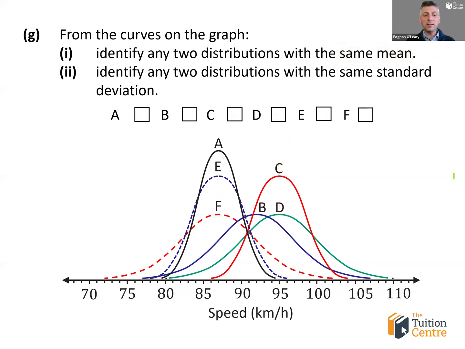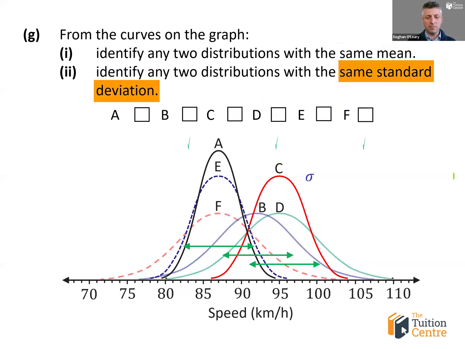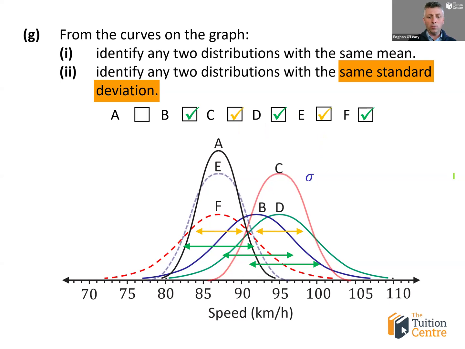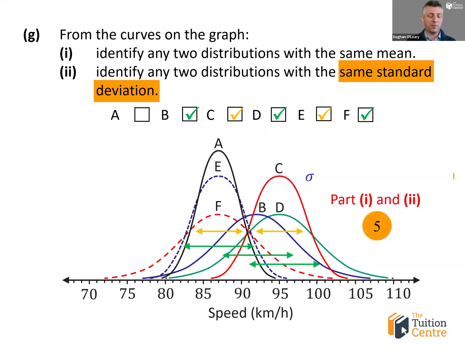Then identify any two with the same standard deviation, the same sigma. B, D, and F all have the same standard deviation. I think it's a standard deviation of 5. And then C and E both have a standard deviation of 3. So either the ones in green or the ones in orange, any two from those would give the same standard deviation. So there's 5 marks for that last part.